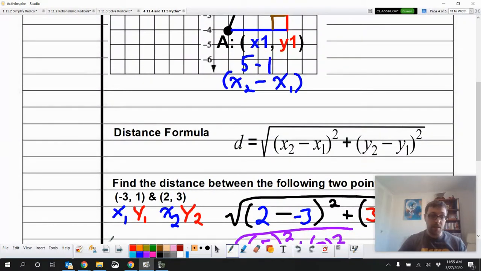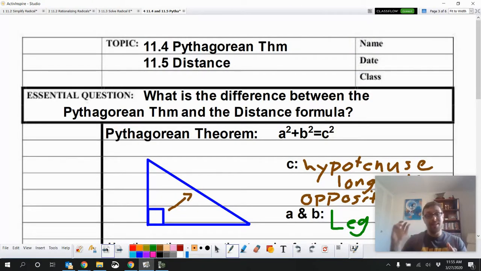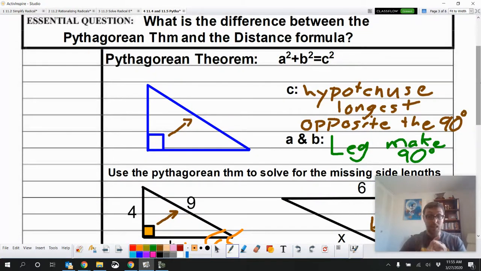And that's it. So keep in mind with your Pythagorean theorem that it is always the two legs getting squared, and then the hypotenuse is always by itself. The hypotenuse, there's two ways to identify it. It is the longest side, and it is opposite of the 90 degree.